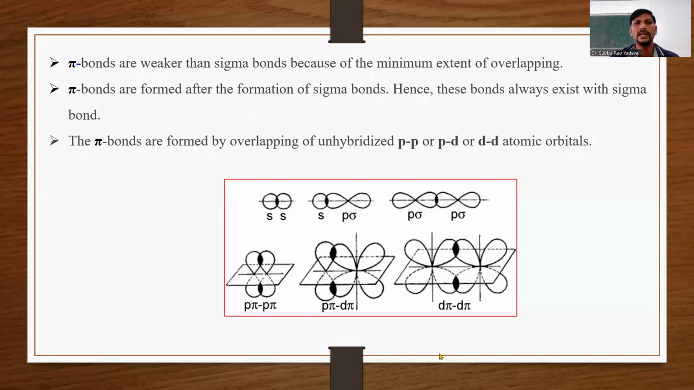And the next one, d pi d pi. That means the d orbitals of the first atom interact with the d orbitals of the second atom and form the d pi interactions and produce the d pi molecular orbitals. This is the type of interactions. Here p pi and d pi come under the homo interactions, and p pi d pi comes under the hetero interactions. So these types of interactions will produce the pi bonds.